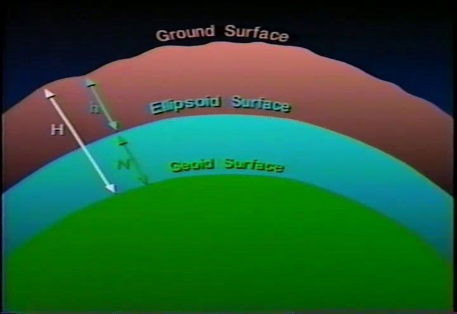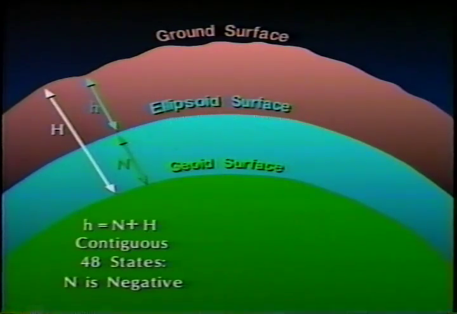Now on the screen, we see another dimension has been added. This is ellipsoidal or geodetic height, noted as small h. It is elevation using the ellipsoid for its datum. Remembering that in our illustration, capital N has a negative value, it is apparent by inspection that small h equals capital N plus large H. This relationship is now shown on the screen.